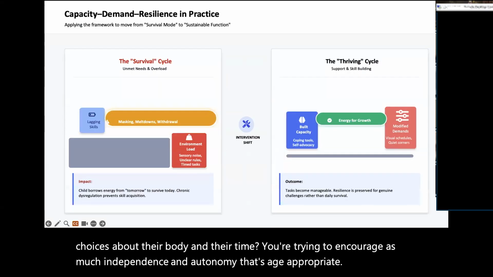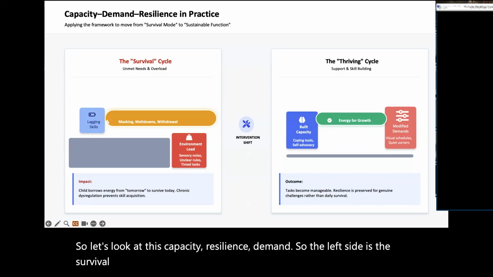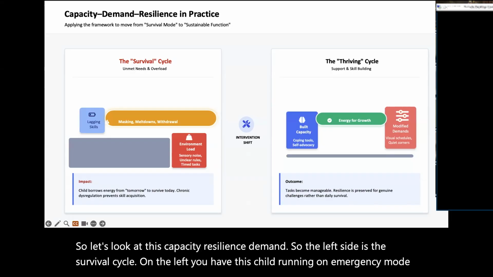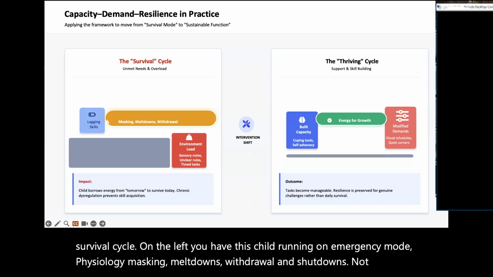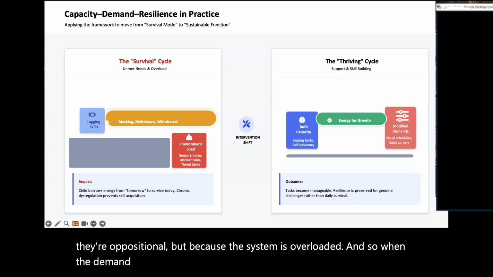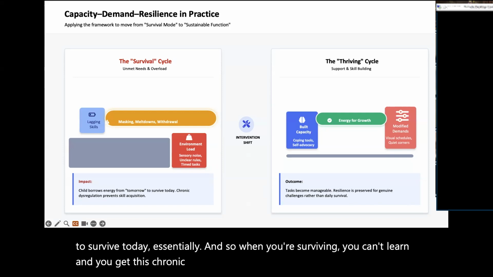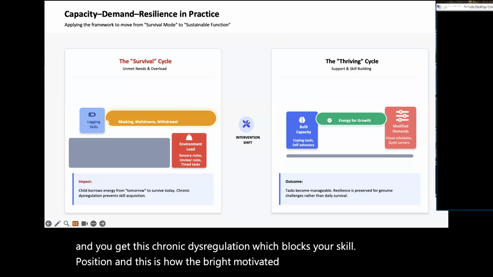So let's look at this capacity resilience demand. The left side is the survival cycle. On the left, you have this child running on emergency mode physiology, masking meltdowns, withdrawal, and shutdowns, not because they're oppositional, but because the system is overloaded. And so when the demand stays too high, the child is borrowing energy from tomorrow to survive today, essentially. And so when you're surviving, you can't learn, and you get this chronic dysregulation, which blocks your skill acquisition. And this is how the bright, motivated kid ends up getting stuck.